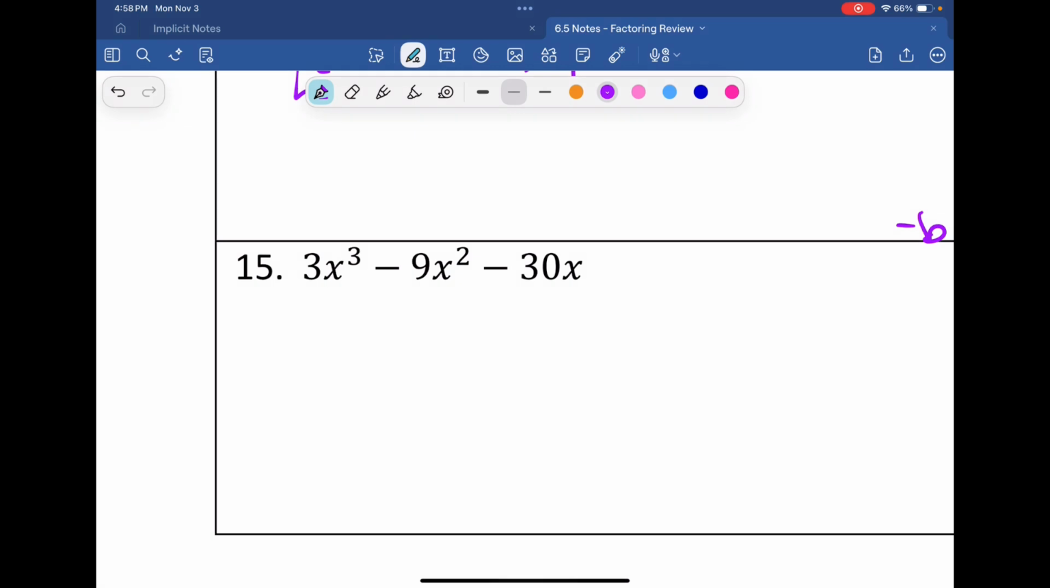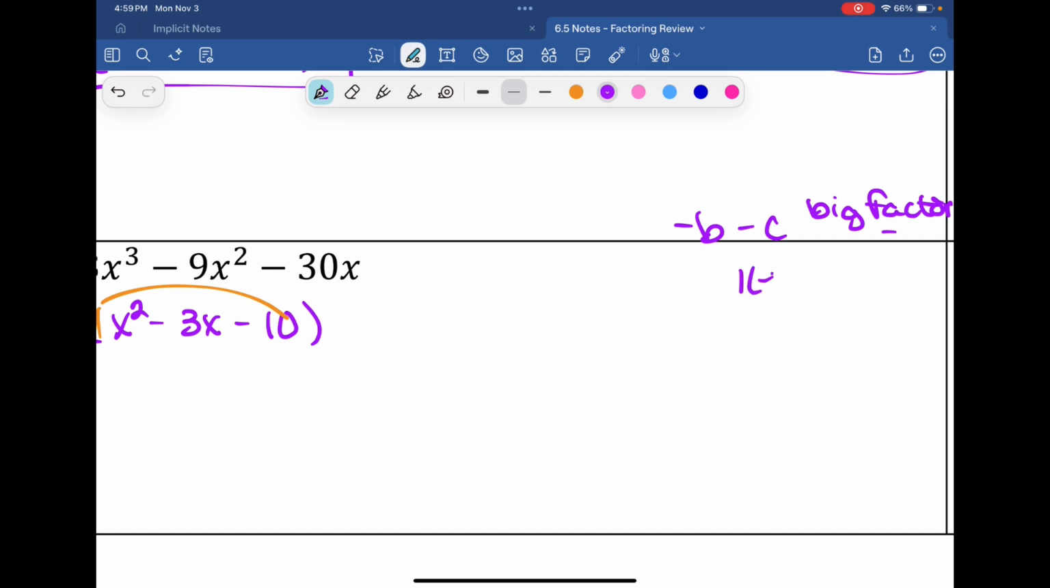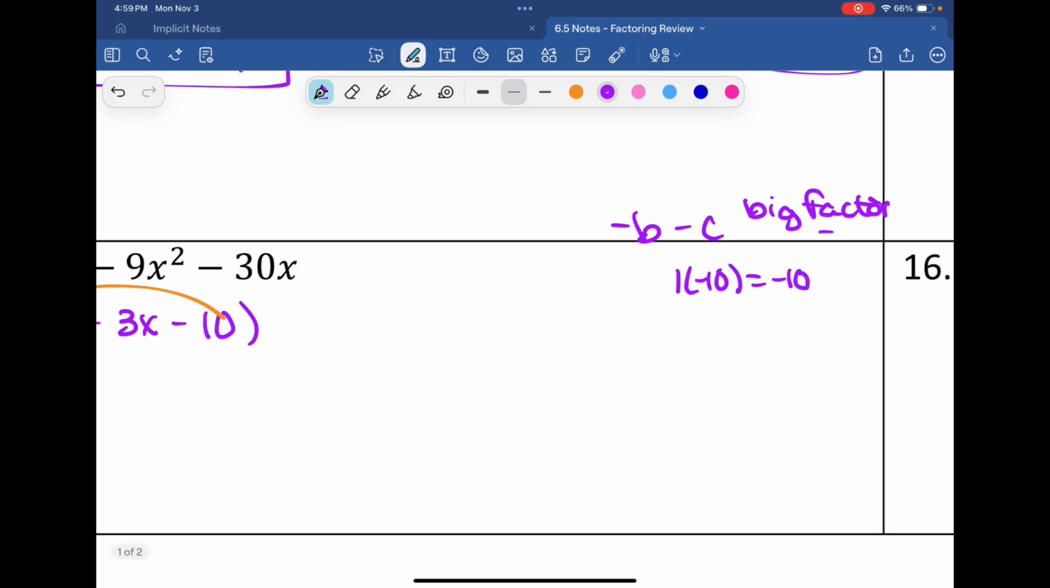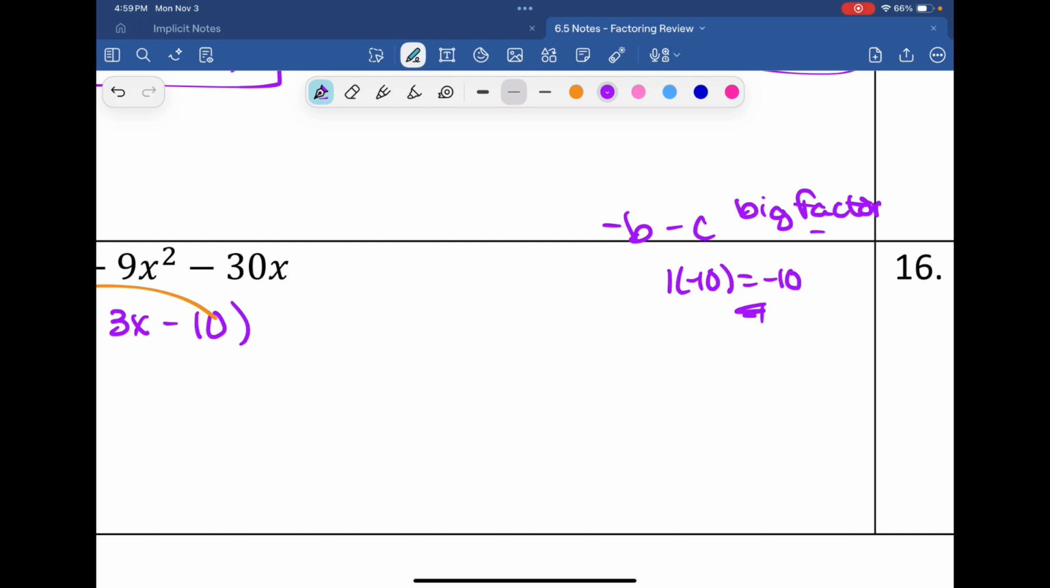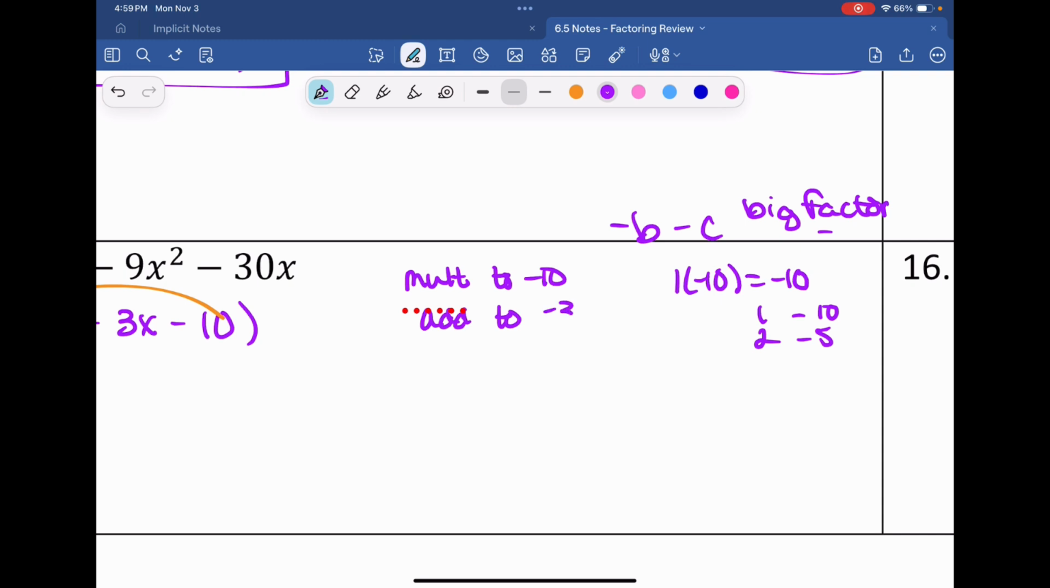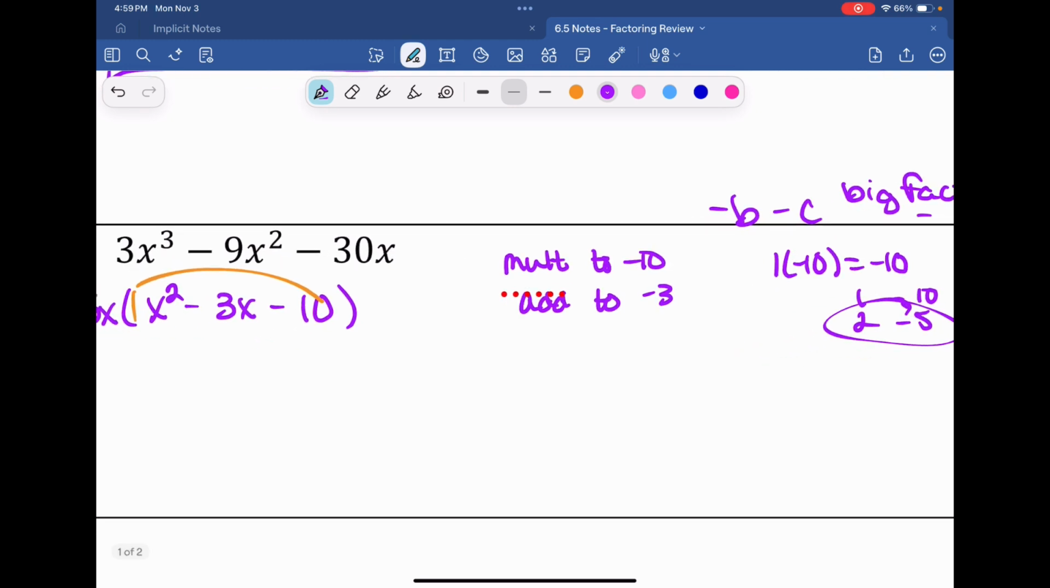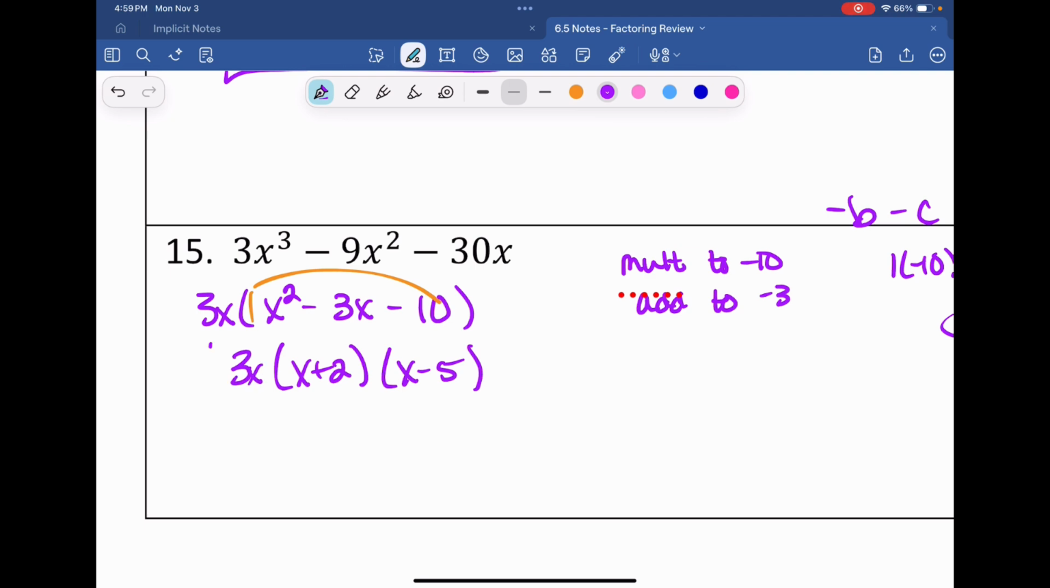On 15, you want to factor out a 3x. Leading coefficient is 1, multiplied by negative 10. So again, it's another negative b, negative c, so it's big factor negative. Let's multiply to negative 10, add to negative 3. Can I see that there? Leading coefficient is a 1, so I can go right to my factor pairs and say x plus 2, x minus 5, and your original GCF.